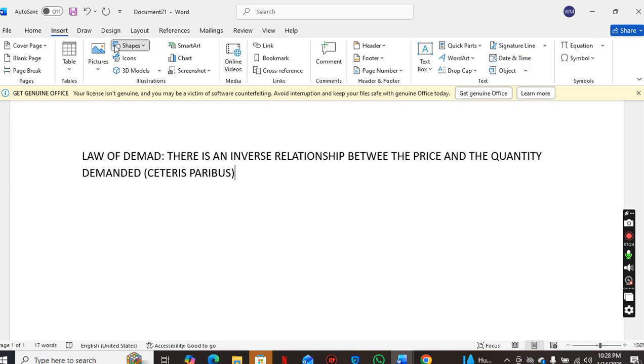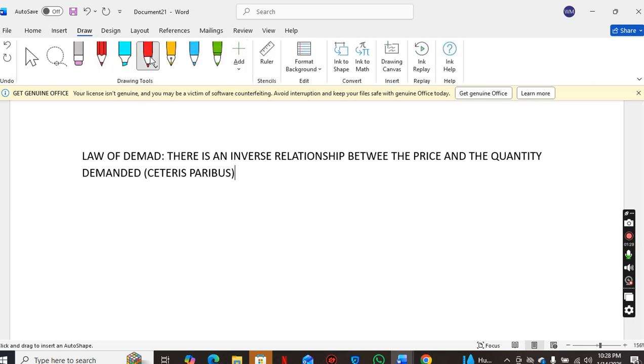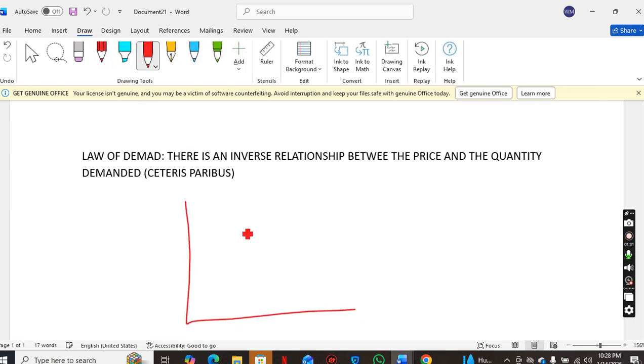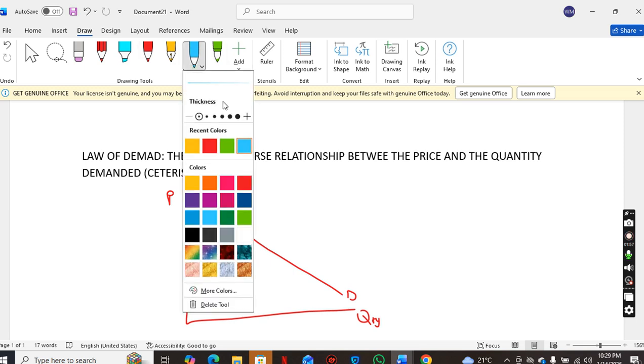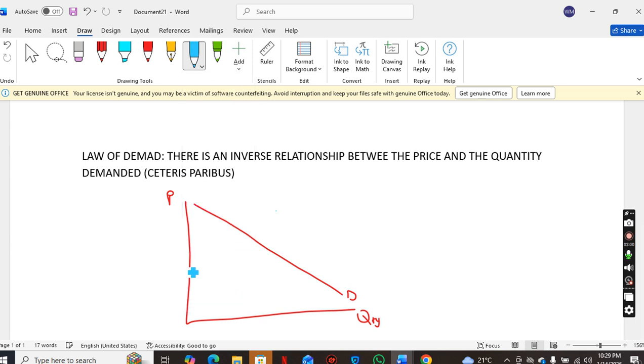Okay, so remember the graph is like this. We have price here on our y-axis, quantity demanded on our x-axis. So downward sloping demand curve like this. Okay, so just to illustrate so that you remember how this graph works, because it's important to remember how this graph works.